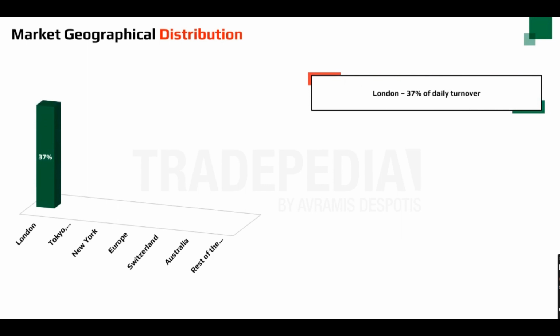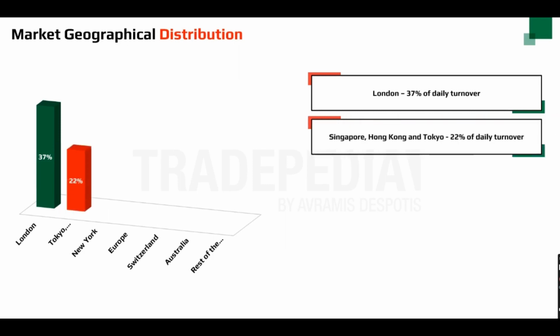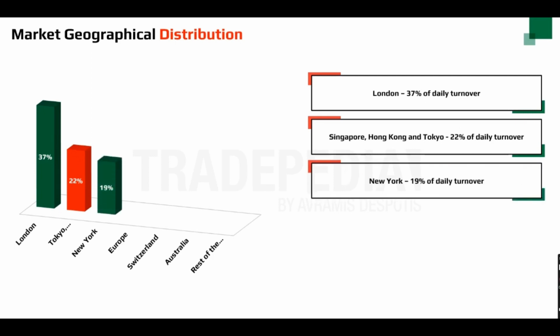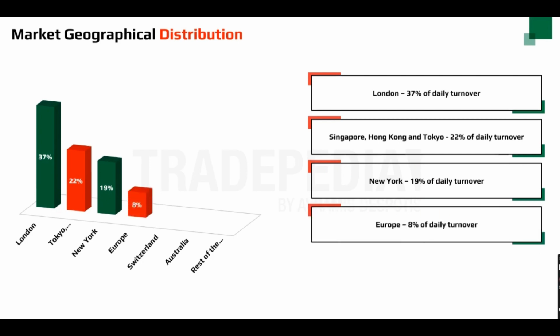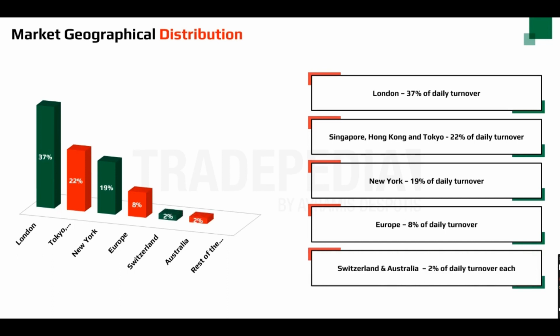Trading in London accounts for 37% of the total daily turnover, making it by far the most important global center for foreign exchange trading. Singapore, Hong Kong, and Tokyo have 22% of daily turnover. New York has 19% of daily turnover. Europe has 8% of daily turnover. Switzerland and Australia have 2% of daily turnover each, leaving 10% to the rest of the world.